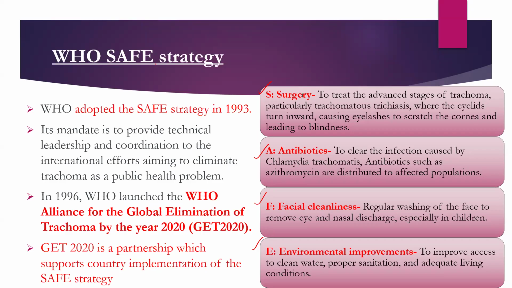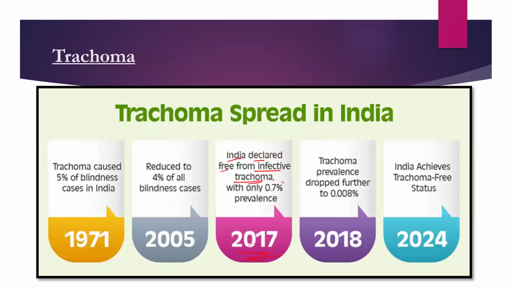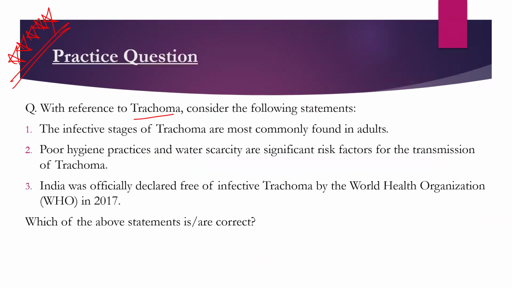Now, when did WHO adopt the same? It adopted this strategy in 1993. And finally, in 1996, WHO launched an initiative known as GET 2020, which again corresponds to trachoma itself. That is global elimination of trachoma by the year 2020. Obviously, they were not able to achieve that objective globally, but still, because we have achieved it, you should know the same. The aim is to support countries to implement the SAFE strategy. So the important points are the SAFE strategy, WHO, and the National Trachoma Program, an initiative of which organizations? WHO and UNICEF. Fine. Focus on these parameters. Now, based on the content that you know, tell me which statements would be correct here.